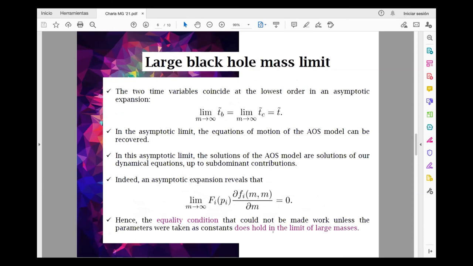And in fact, if we take these time variables and write an asymptotic expansion for very large black hole masses with respect to the Planck mass, of course, we see that the lowest order in these asymptotic expansions coincide. So in this limit, the two variables approach each other and the equations of motion of the AOS model are recovered. So in this asymptotic limit, the solutions that Ashtekar, Olmedo and Singh proposed originally are solutions to our dynamical equations up to subdominant contributions. So the equality condition that could not be made to work in general, unless we settled with constant polymerization parameters, does hold in the limit of large black hole masses.